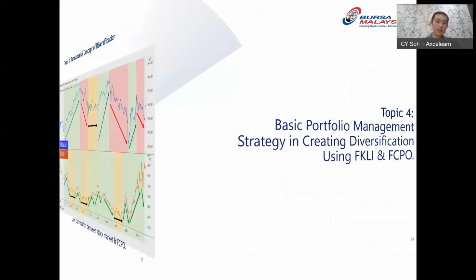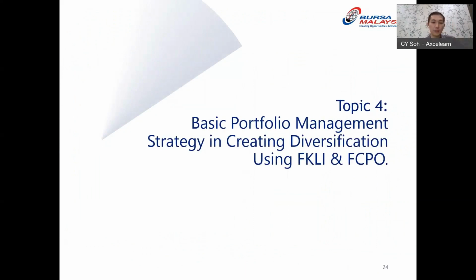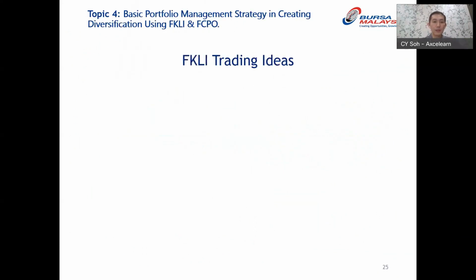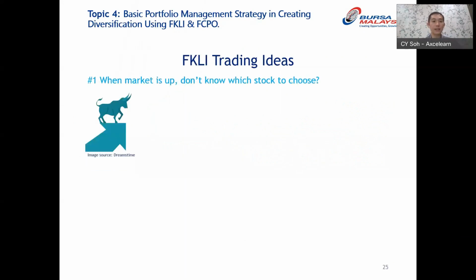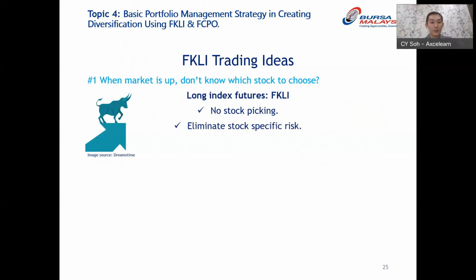Now let's go on to the last topic, the basic portfolio management strategy. I'm going to share with you some trading ideas here. The first FKLI trading idea is that when the market is up and you do not know which stock to choose, this is where you can go long index futures, remember FKLI. Because why? You do not need to do any stock picking. You don't have to decide which industry to choose from. You can totally eliminate stock-specific risk and even industry risk. You just need to long FKLI, that's it.